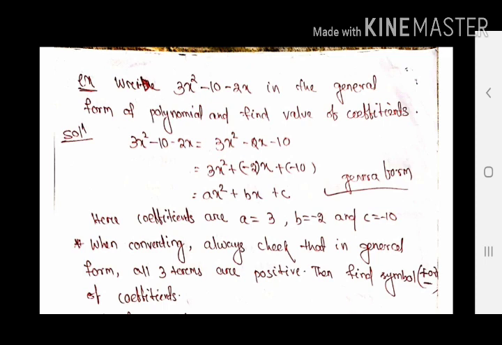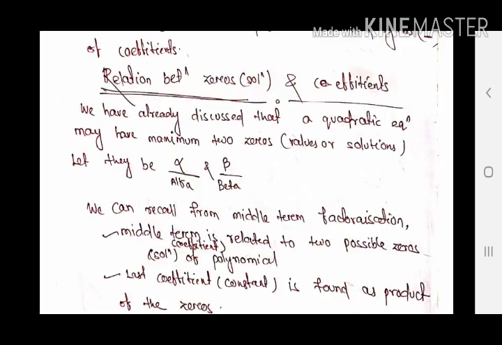So a is 3, b is minus 2, c is minus 10. But looking directly, you may think b is 2, as it is 2x, but you have to check that it is minus 2x. So here b is minus 2.